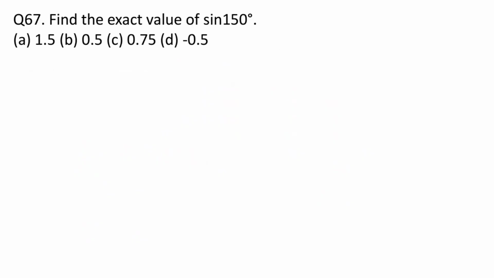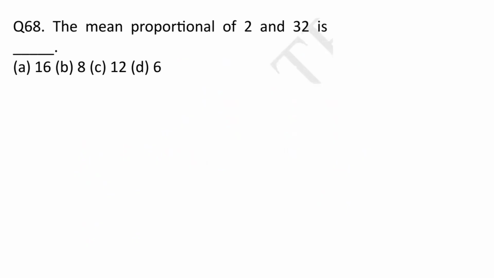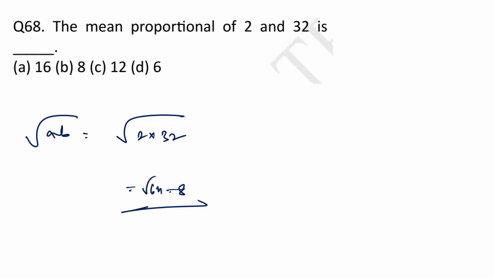Find the exact value of sine 150. Sine 150 is the same as sine 30, which is 1 by 2. Remember, sine of 180 minus theta is the same as sine theta. The mean proportion of a and b is root of ab. So here a is 2, b is 32. Therefore, root of 64 is 8. That's a simple one.